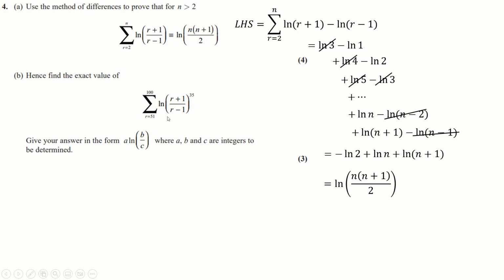Hence, find the exact value of that. First thing to say is this 35, based on log laws, can be thrown down to the front, and because it's just a number, it can be thrown way out to the front here. So that's good to see. And okay, that's the first job.